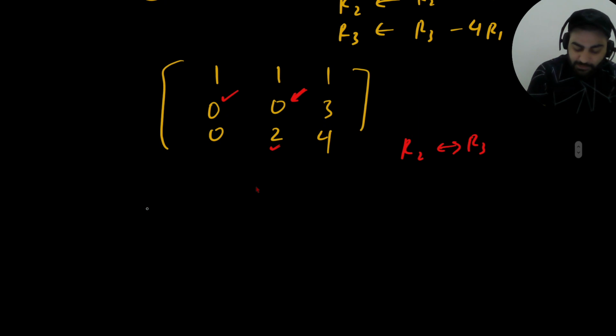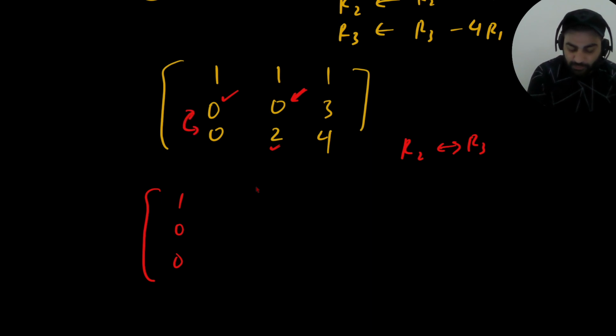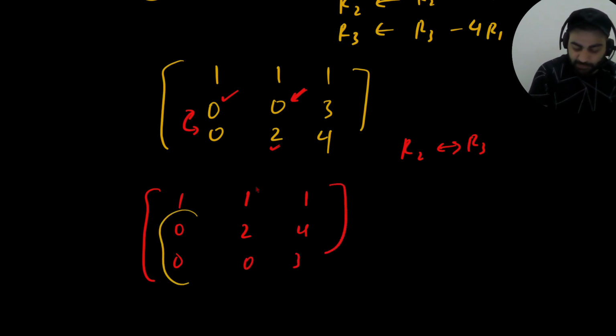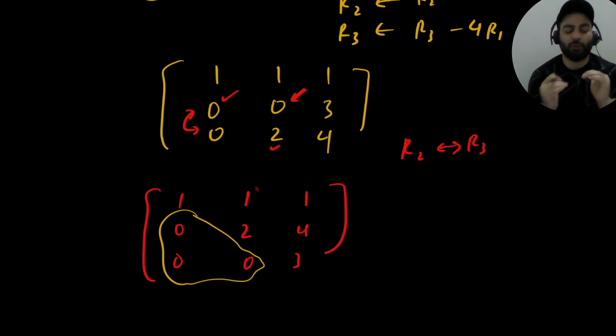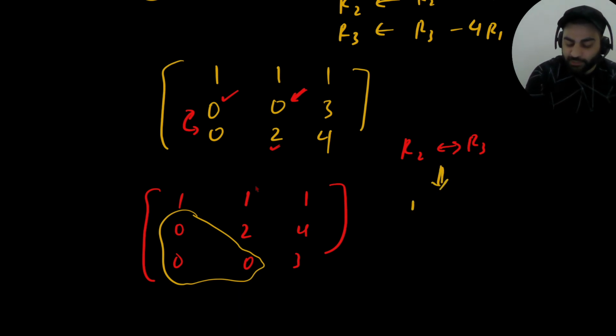So that will give us 1 1 1 as the first row, that's intact. Then 0 2 4 will go here, and 0 0 3 will go here, because we are exchanging these two rows. Now we have the lower triangular matrix. So you saw this triangle formed here. So this is the curable case. If a 0 happens somewhere, we can make the row exchange. So these are called row exchanges.